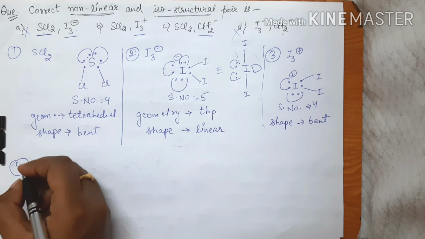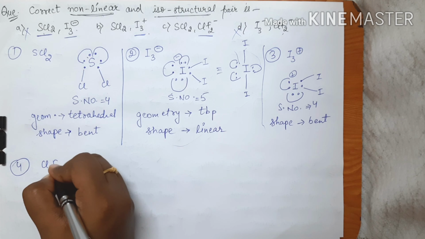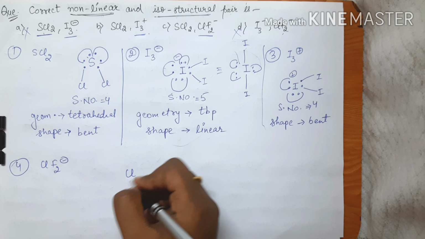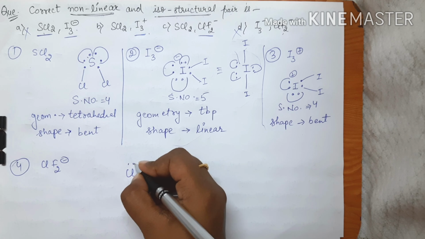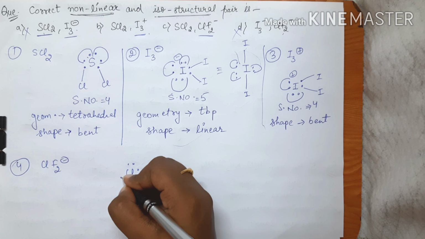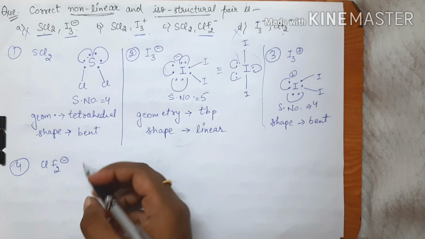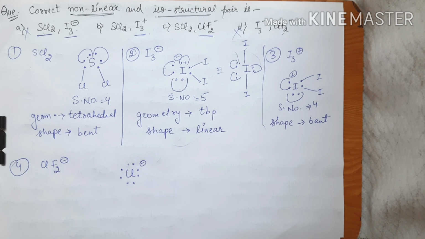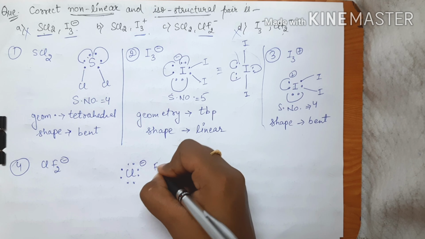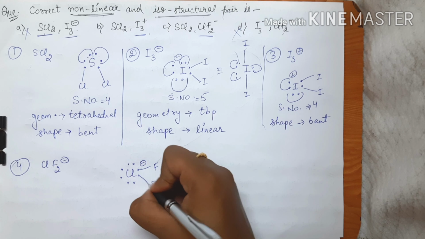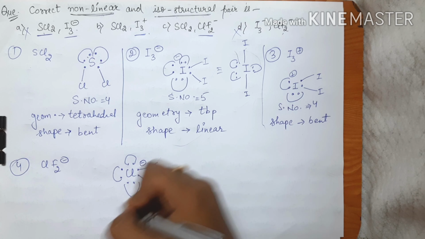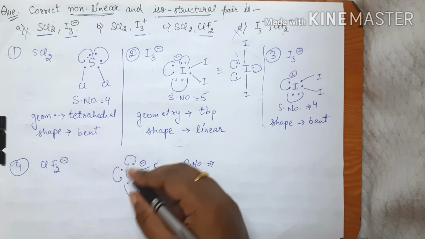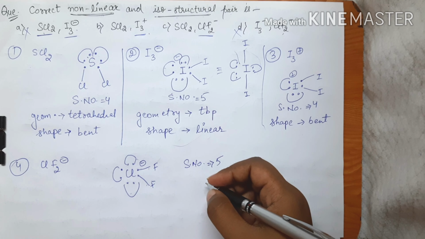The fourth molecule which we are going to discuss is ClF2 negative. Here the central atom will be chlorine. Chlorine is a halogen, so it will have 7 electrons in the valence shell, but it also has a negative charge, so it will have an extra electron. It is attached to two fluorines like this. Now it will have 3 lone pairs, so the steric number is going to be 1, 2, 3, 4 and 5.